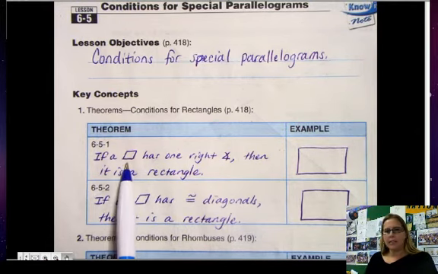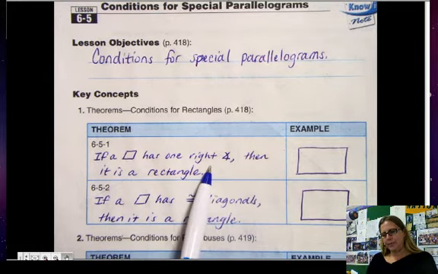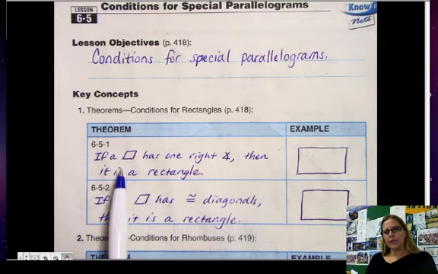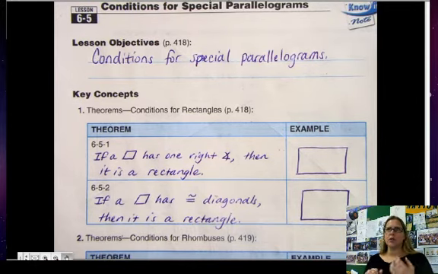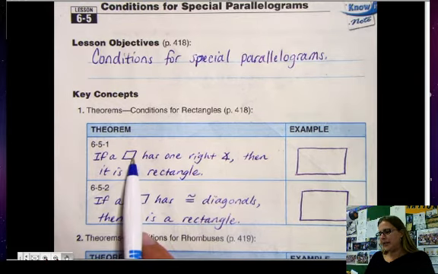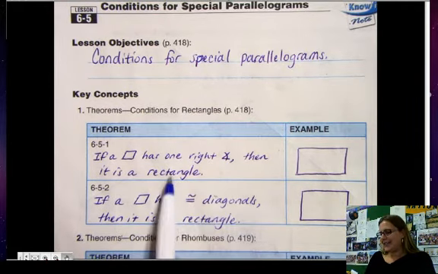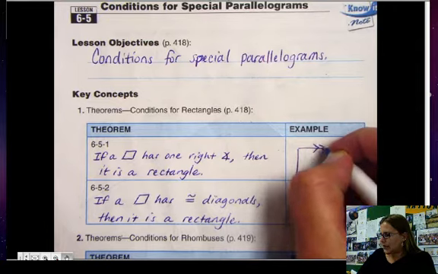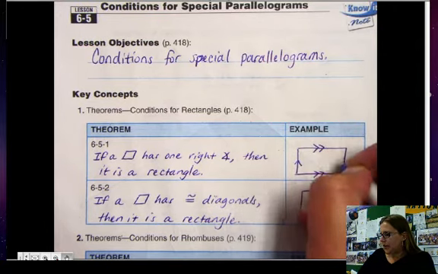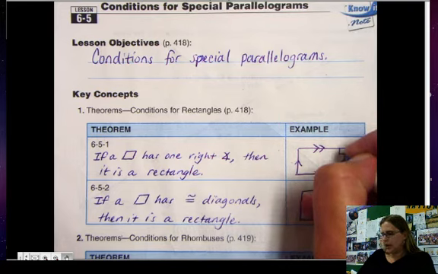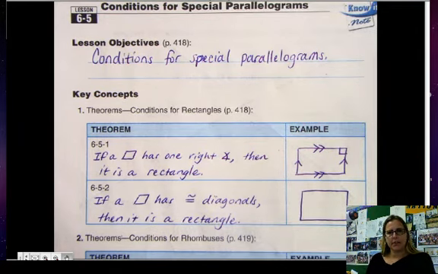And so it is a rectangle if it is a parallelogram first, and if it has one right angle, then it's a rectangle. So you first have to prove that it's a parallelogram, which means you need to do one of those 6 different ones, either showing that the opposite lines are parallel, opposite lines are congruent, opposite angles are congruent, etc. So you have to do that first, and then you also have to show that it has one right angle, and then it is a rectangle. So that would look like this. We have opposite lines parallel, and one of the angles is right. Then we know that it is a rectangle.